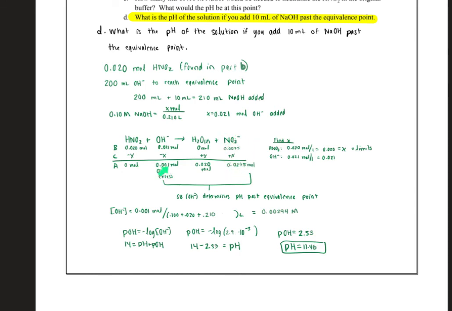Anyways, even though this is really small, I'm going to take that and divide it by the total volume. So that's the weak acid, that's the conjugate base that we started with in the buffer, and we added 0.210 liters. And so I get my concentration of hydroxide after this reaction happened. So it's the excess. Okay, we're going to take the negative log of that to get pOH, and 14 minus the pOH gives me the pH.